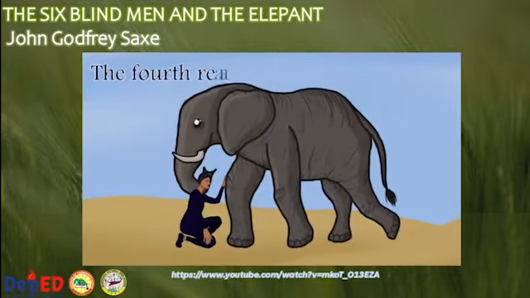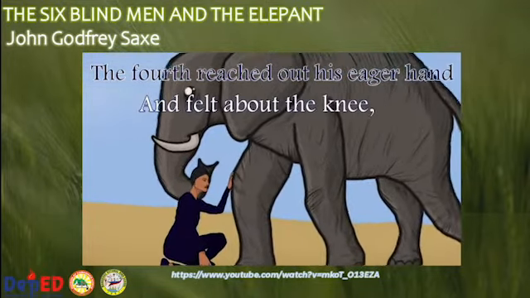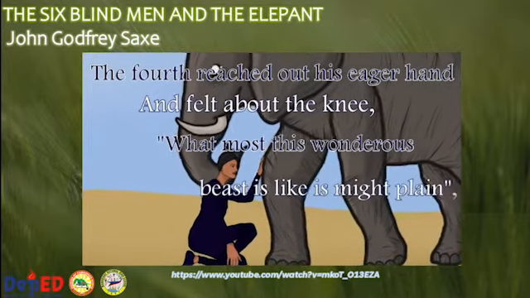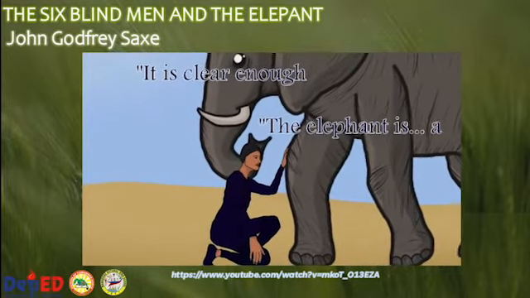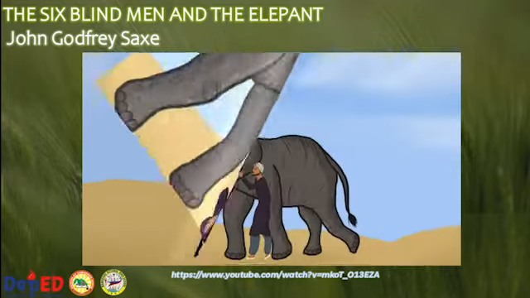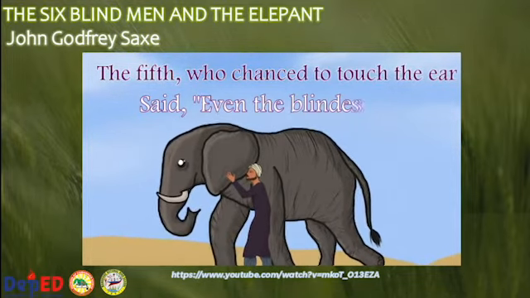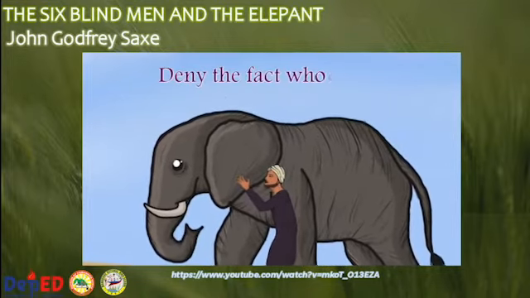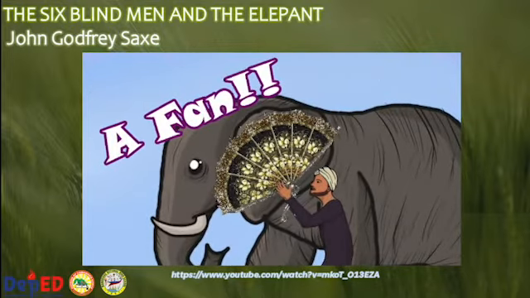The fourth reached out his eager hand and felt about the knee. "What most this wondrous beast is like is mighty plain," quoth he. "'Tis clear enough the elephant is very like a tree." The fifth, who chanced to touch the ear, said, "Even the blindest man can tell what this resembles most. Deny the fact who can. This marvel of an elephant is very like a fan."